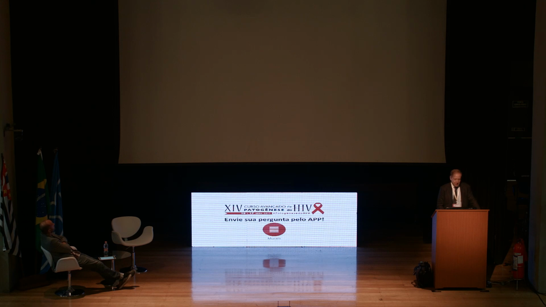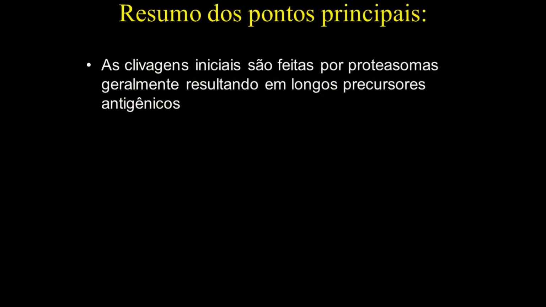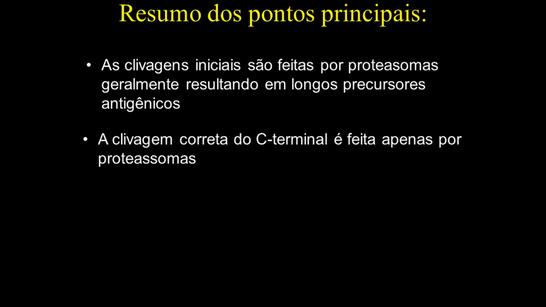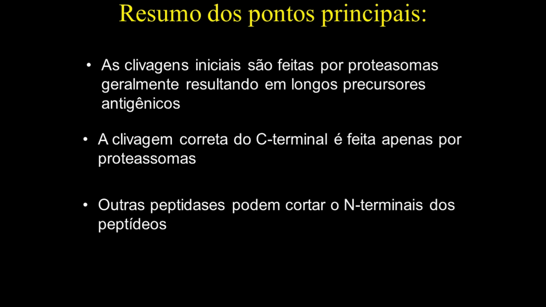Okay. So, summary of the points here in terms of generating the peptides that are going to be presented. The initial cleavages are made by the proteasome, and this often results, or most often results, in these long precursor peptides. The proteasome is making the correct C-terminal cleavage, and it's the only activity in cells that can do so. And other peptidases, like ERAP1, can trim the N-terminus of the peptides.